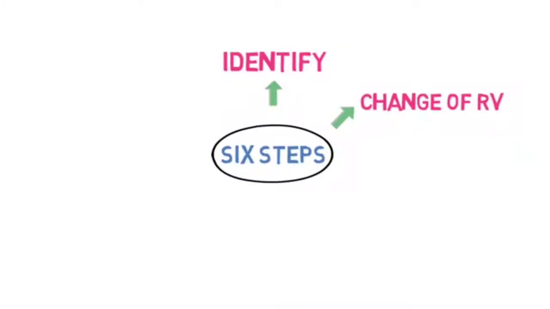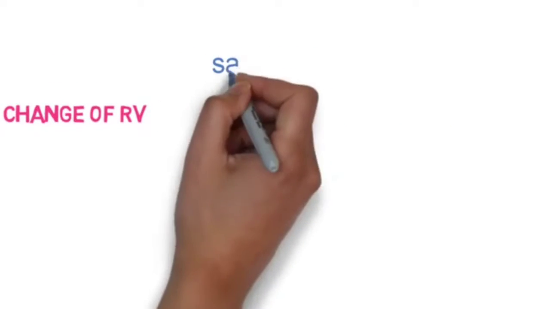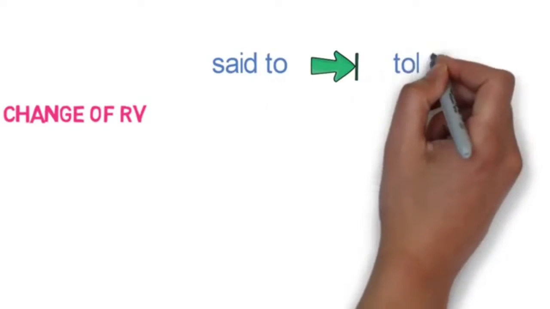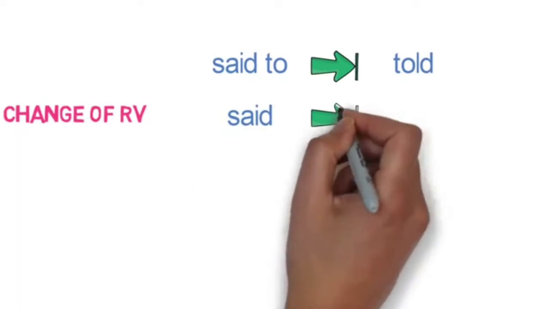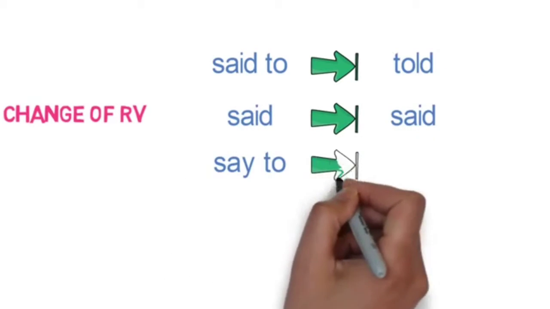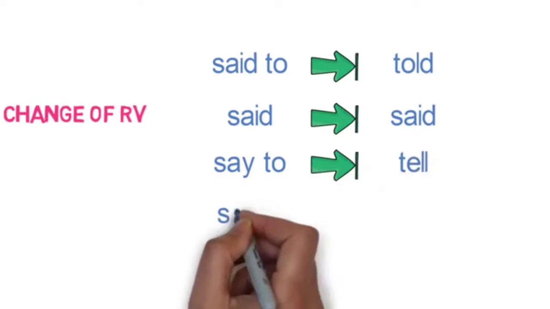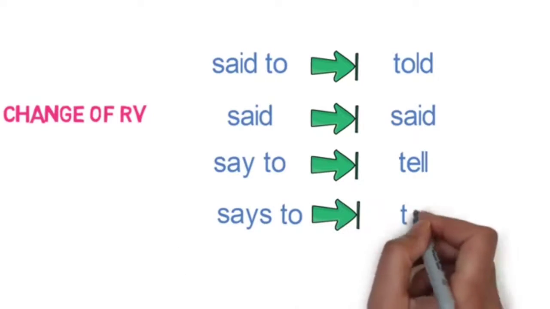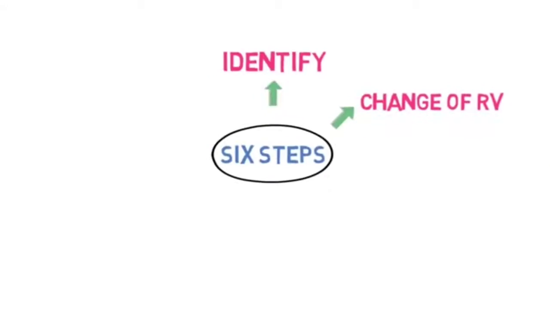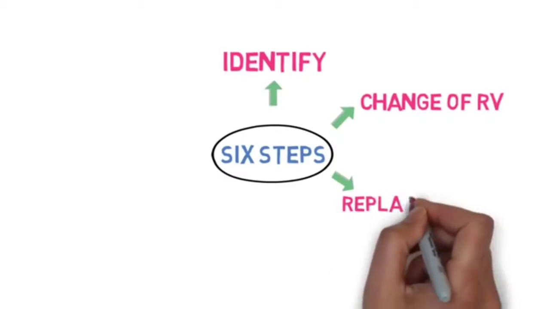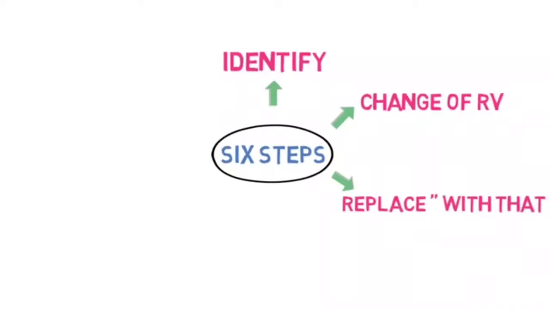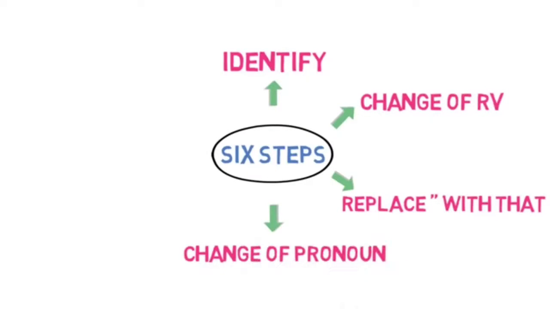The reporting verbs will change in the following way. Said to will be converted into told. Said is converted into said. When it is say to, it is converted into tell. When it is says to, then it is converted into tells. Then the third step is to replace the inverted commas with that. We have to remove the inverted commas and commas in the sentence, and we have to join the reported speech with that. And the fourth step is the change of pronoun.